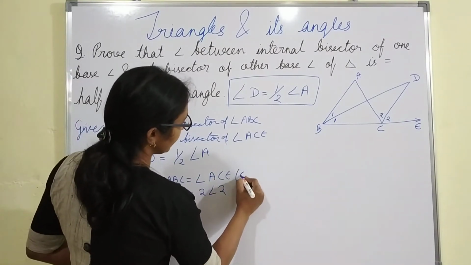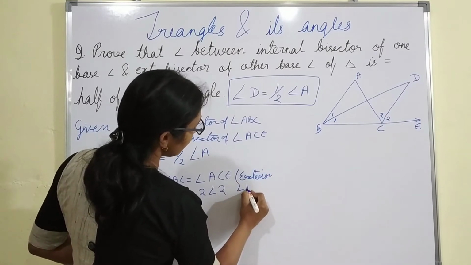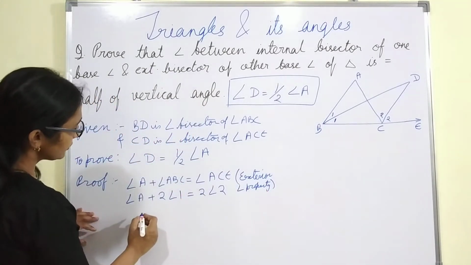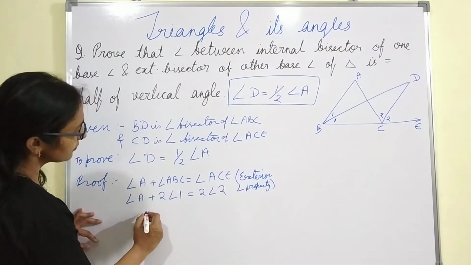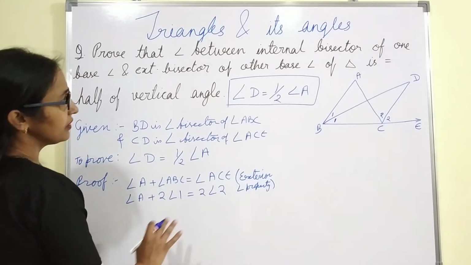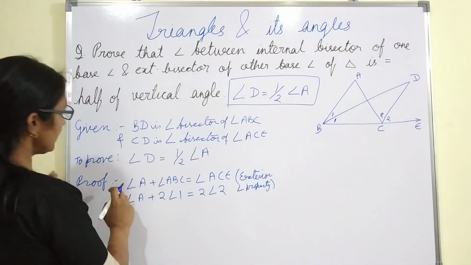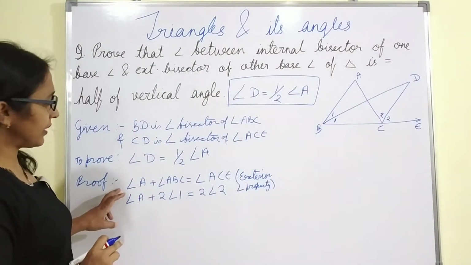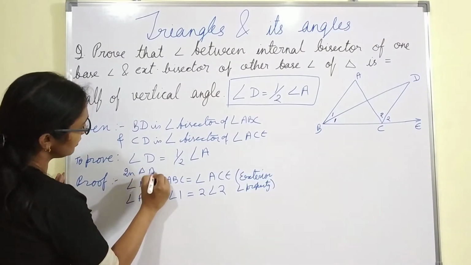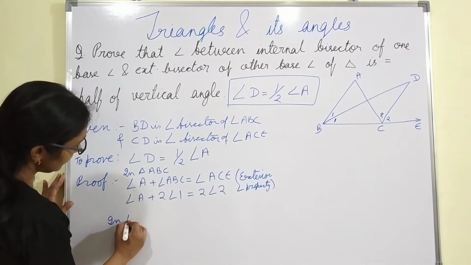Exterior angle property. Okay. So angle A equals, now leave it here only. Now in this triangle, actually I have to write here in triangle ABC.